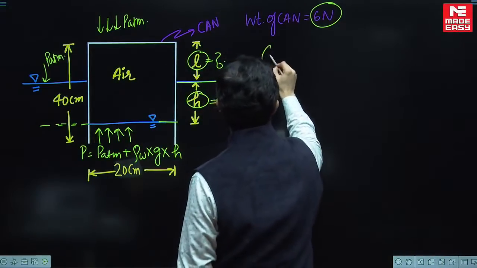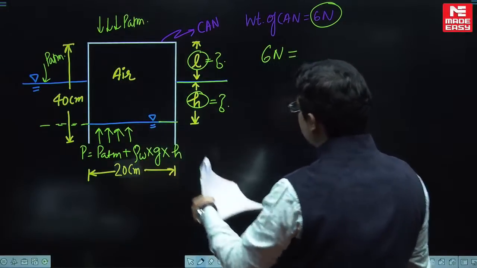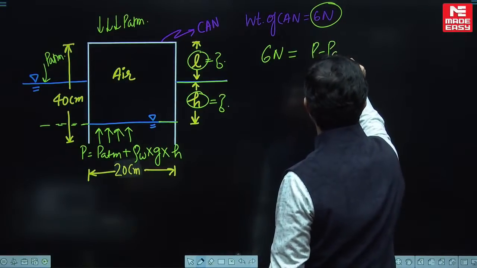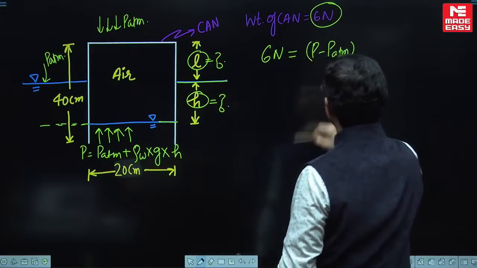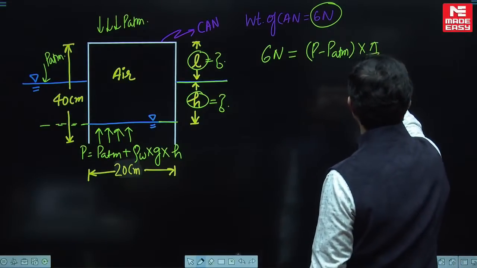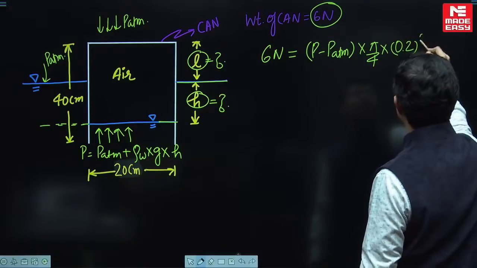So therefore, 6 Newton is the weight of the can, and that is balanced by the difference in the pressure, and the difference in the pressure is going to be P minus P ATM. That pressure is multiplied by the area of the can, which is pi by 4 into d square, which is 0.2 square.